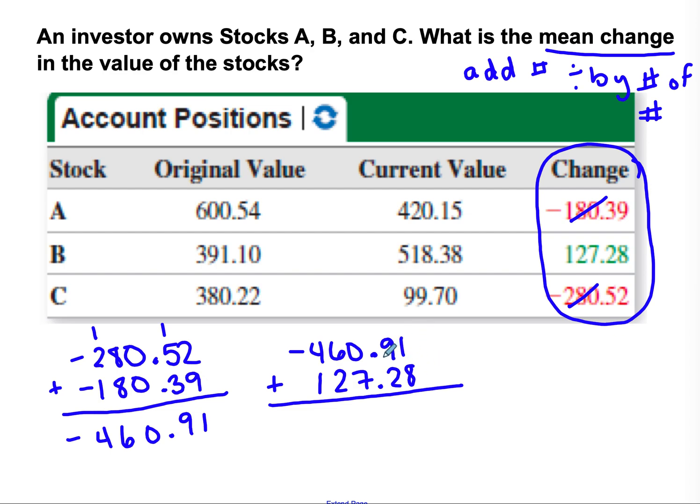1 minus 8 takes us into the negatives. We're going to borrow. That 9 will become an 8. This 1 will become an 11. 11 minus 8 is 3. 8 minus 2 is 6. Bring down that decimal point.